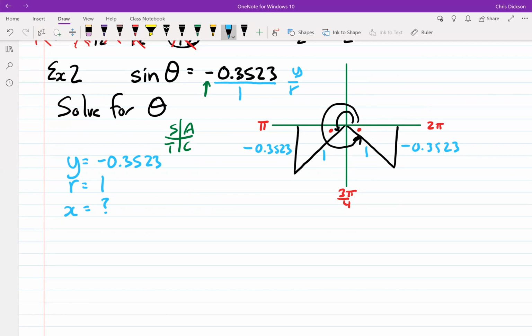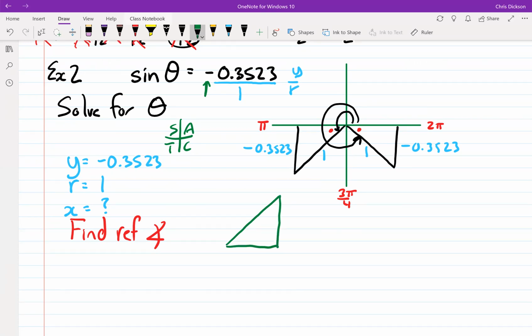Okay, so how do we solve for theta? We're trying to find the angle theta here. And so what I'm going to do is, once again, find my reference angle. And the easiest way to do that, well, the only way to do that is to use your calculator. So I'm going to draw a triangle.